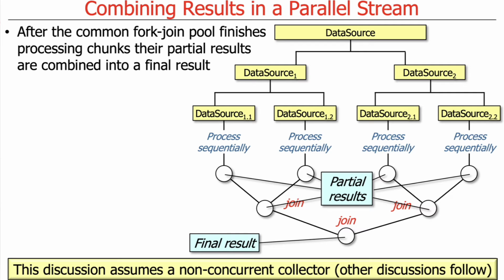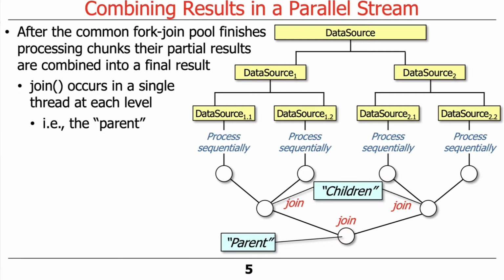If you recall, last session we talked about how the common fork join pool finished processing chunks of partial results, and those were all run in parallel using threads from the common fork join pool. And now we're getting ready to merge all the results together, combine all the results by joining them into a final result. And we're going to assume, for the sake of this discussion, we're talking about a so-called non-concurrent collector. Very shortly we'll explain what that means in more detail, and we'll especially talk about how there are also other forms of collectors called concurrent collectors.